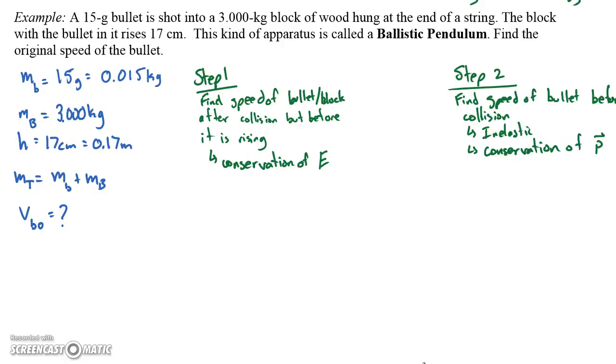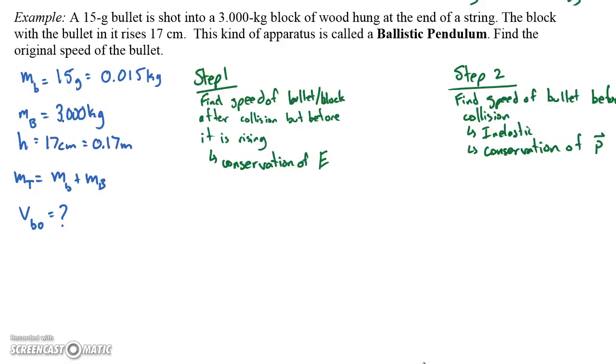This is called a ballistic pendulum, and if you click on that link that's popped up over ballistic pendulum, you can see one in action, and just to get a visual of what we're dealing with here. We're trying to find the speed of that bullet. To do that, so we've got all of our givens, we actually have to break this up into two steps.